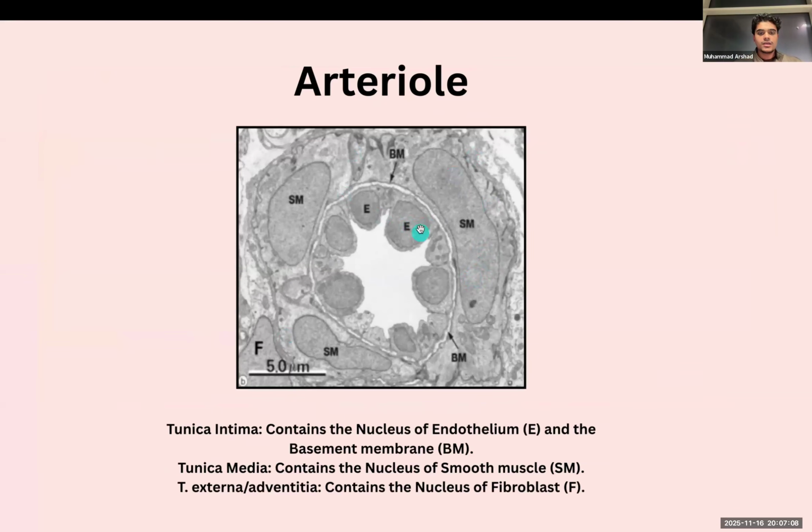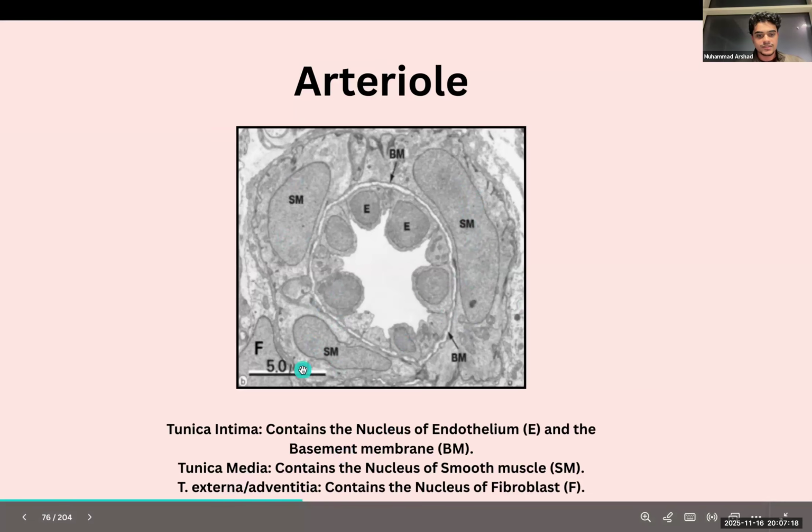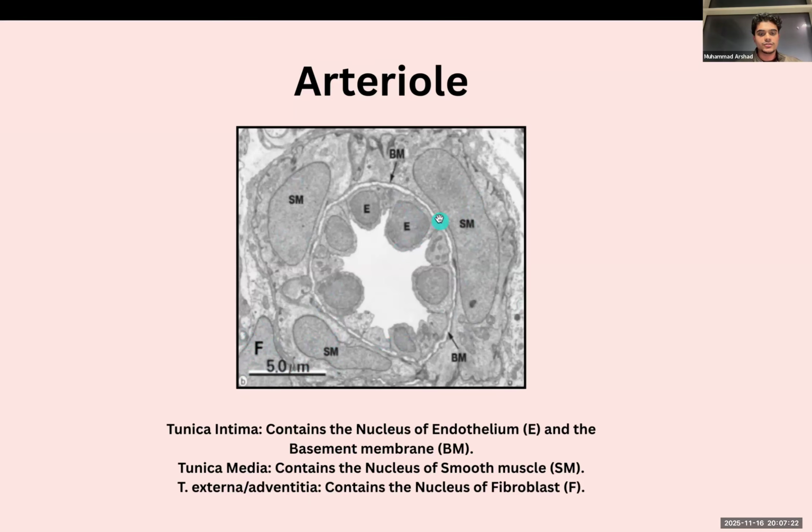This is an arteriole, again with non-flat nuclei. I guess the most important thing you need to know here is that the tunica media contains these smooth muscles, and then the tunica externa/adventitia contains the fibroblast nuclei. But you can clearly see here that this E is the nucleus of the endothelium of the arteriole, and it's not flat.